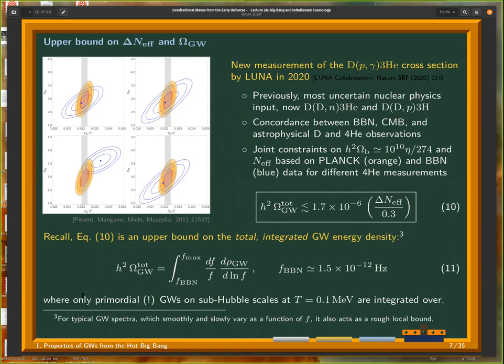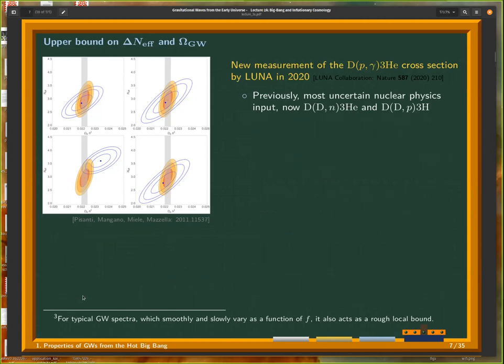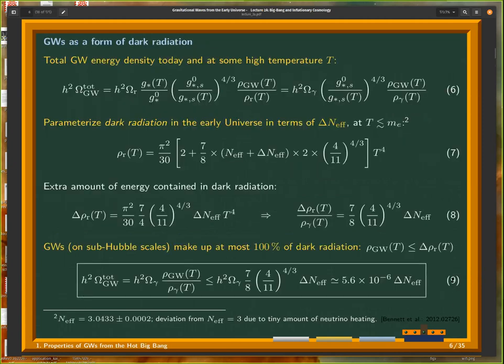You can play these games and then look at one observable at a time, or at one cosmological probe at a time, and then derive different bounds on delta N effective. And this relation here in equation 9 is general. Whenever I take a cosmological probe that gives me a bound on delta N effective, I put it in here, and that gives me a constraint on the total amount of energy density in gravitational waves.